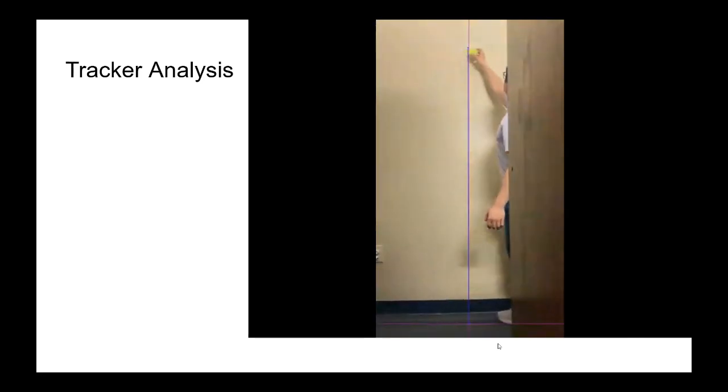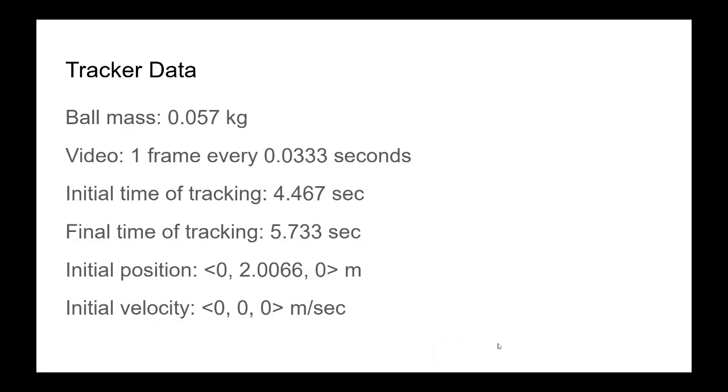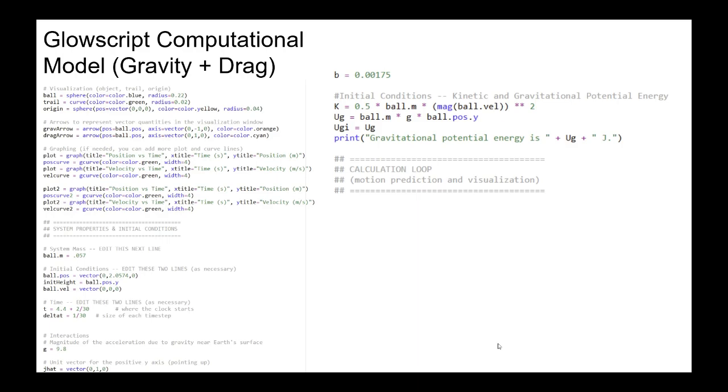So this is the analysis of my tracker data. It is a little bit blurry, but you can see I dropped it from a specified height and then used auto tracker to get relatively accurate recordings of the ball. Just as some initial tracker data, we have the mass at 0.05 kilograms. The frame happens every 1/30th of a second, a new frame in the video. And then initial time of tracking and final time of tracking are shown there, with the initial position being measured to be about 2 meters, a little bit over 2 meters, and the initial velocity at rest because I dropped the ball from rest.